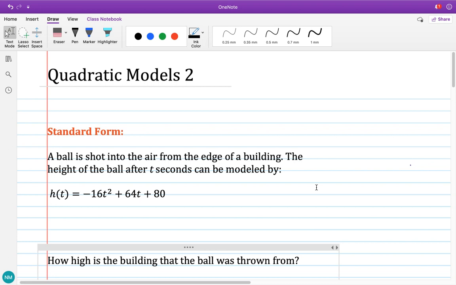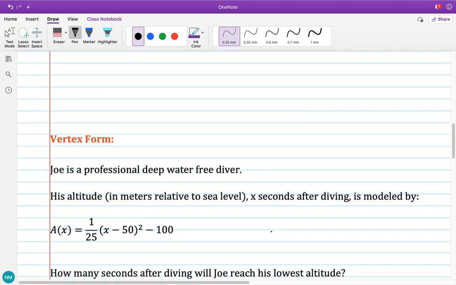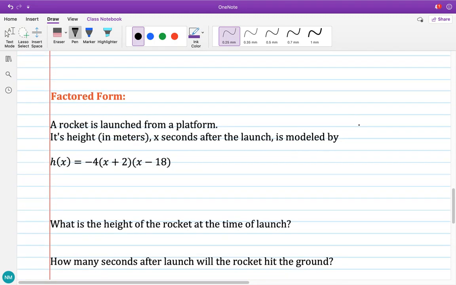In this video, we're going to talk about quadratic models, so quadratic word problems. Specifically, in this video, we're going to do standard form, and in another video, we're going to do vertex form and then factor form.